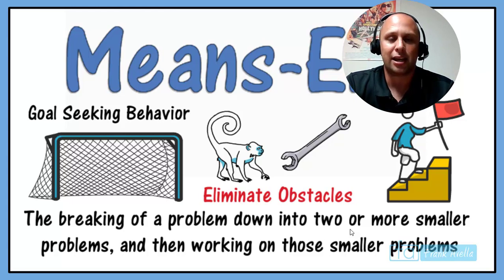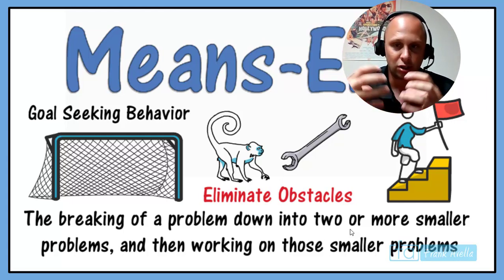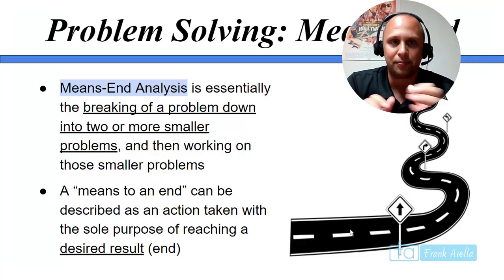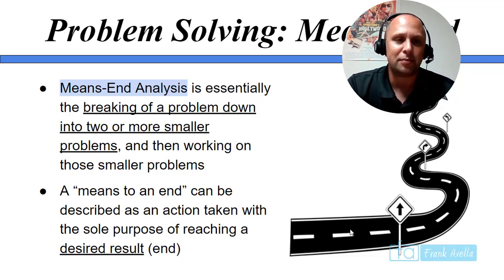Means end. Okay, so the breaking of a problem down into two or more similar problems, and then working on those problems. So you're going to break down a problem and solve it one at a time. Means end analysis is, like we said, the breaking down of a larger problem into two smaller problems and then working on those. A means to an end can be described as an action taken with the sole purpose of reaching the desired result. So you look here at the road, you go left, you go right, you have to do one thing at a time here, and then you get to the end.